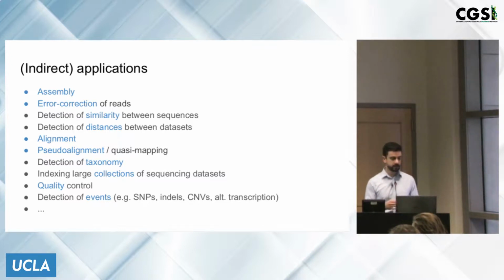So k-mers are typically the base data structure for many aligners, such as BLAST and many others. There is also pseudo-alignment, also called quasi-mapping by other groups, which is k-mer-based alignment, detection of taxonomy in metagenomics, the recent field of indexing large collections of sequencing data sets, either DNA-seq or RNA-seq. Many applications I'll talk about will fall under the indexing large collections category. There's also quality control, and finally, last but not least, detection of biological events, such as SNPs, indels, variations, and also alternative transcription in RNA-seq.